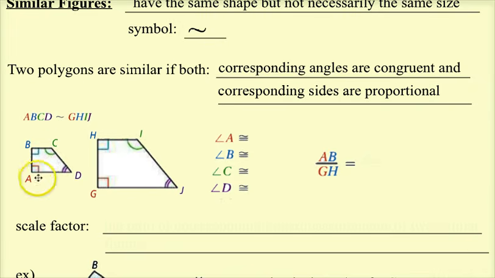Here's an example of two quadrilaterals, which look like trapezoids, that are similar. So I say ABCD is similar to GHIJ. Just like when we talked about congruent, the order of the letters is important. Angle A is congruent to angle G. You can see they're both right angles, both in red. B is congruent to H. Those are right angles. C is congruent to I, and D is congruent to J.